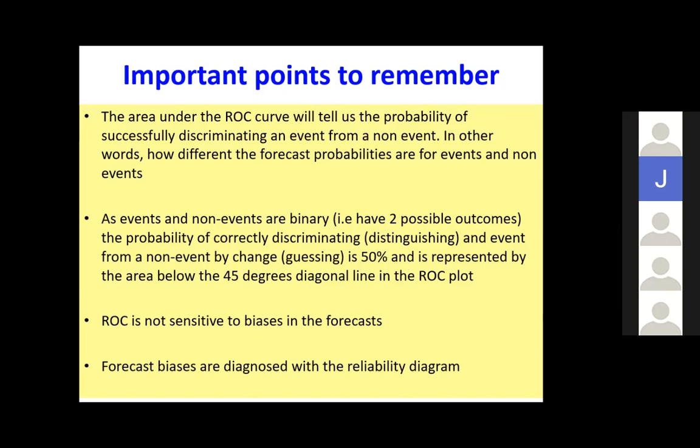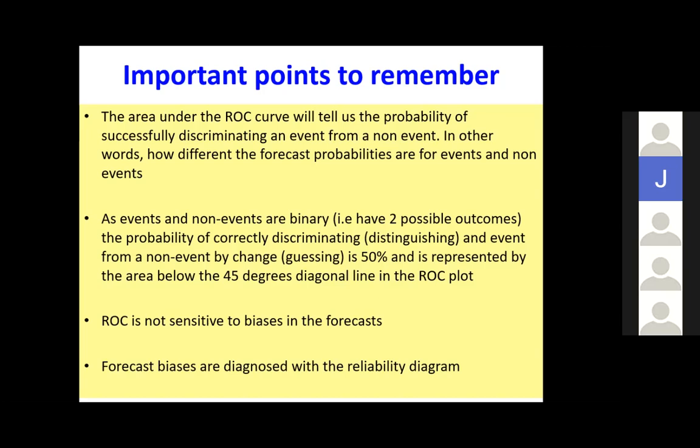And as we remember, the events that we are looking at are binary. They have only two possible outcomes. The probability of correctly discriminating or distinguishing the events from the non-events by chance, or by just guessing, is 50%. And this is represented by the area below the diagonal 45 degree line in the ROC plot. And another important point is that the ROC is not sensitive to biases in the forecasts. And for that, we need to use another diagnostic for assessing bias, that is the reliability diagram, which we'll be looking at next.